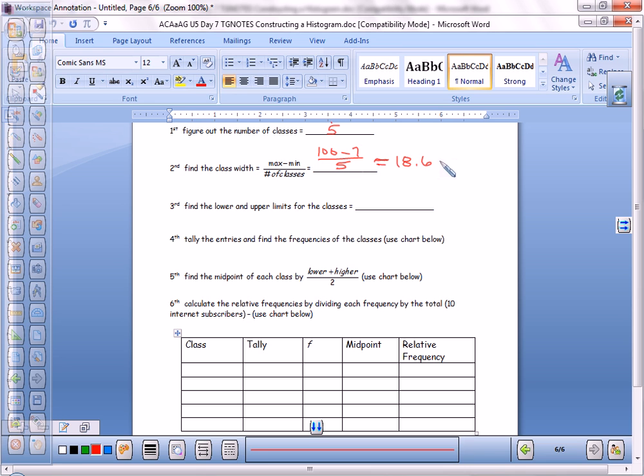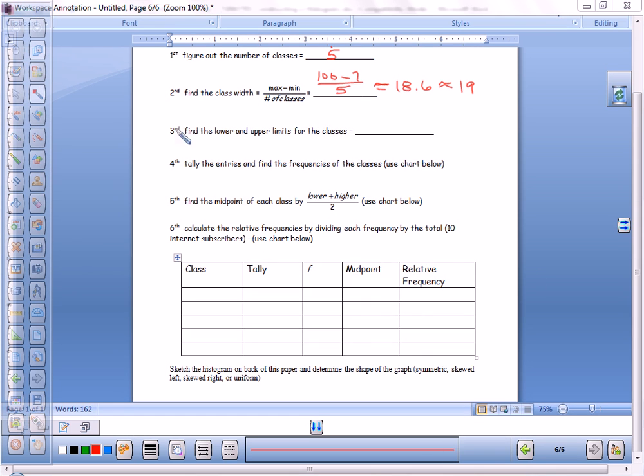So now we can go ahead and do our lower and upper limits. Our lower is going to start with a 7. That's my lowest. What am I adding to 7? 19, because that's our class width. So 19 gives us 26. 19 more gives us 45, because 19 is 1 less than 20. So in your head, you're going 45 plus 20 is 65, minus 1 is 64. Then 83.